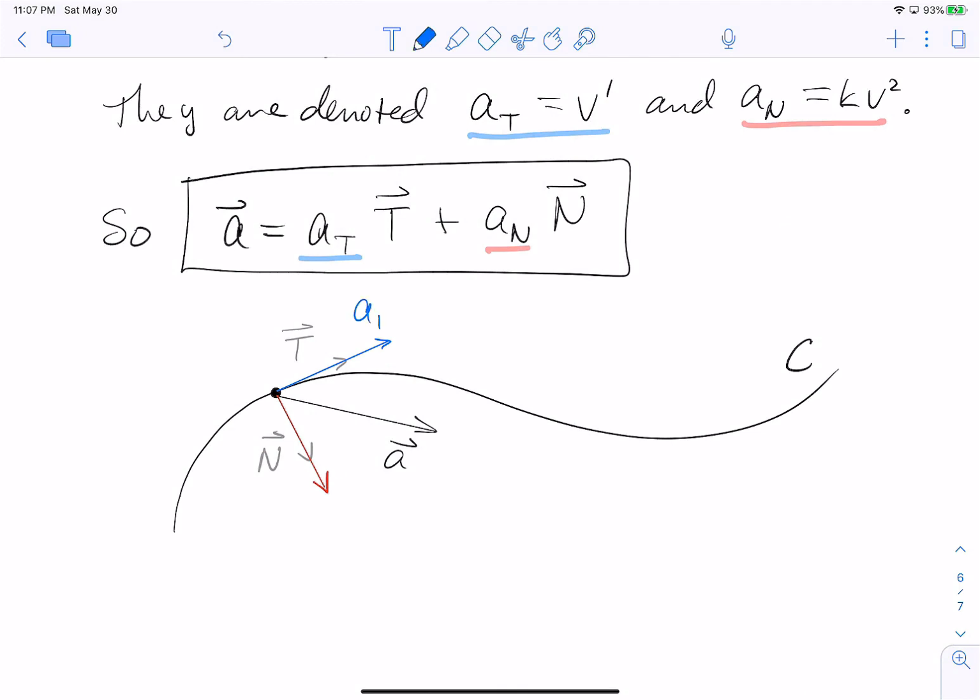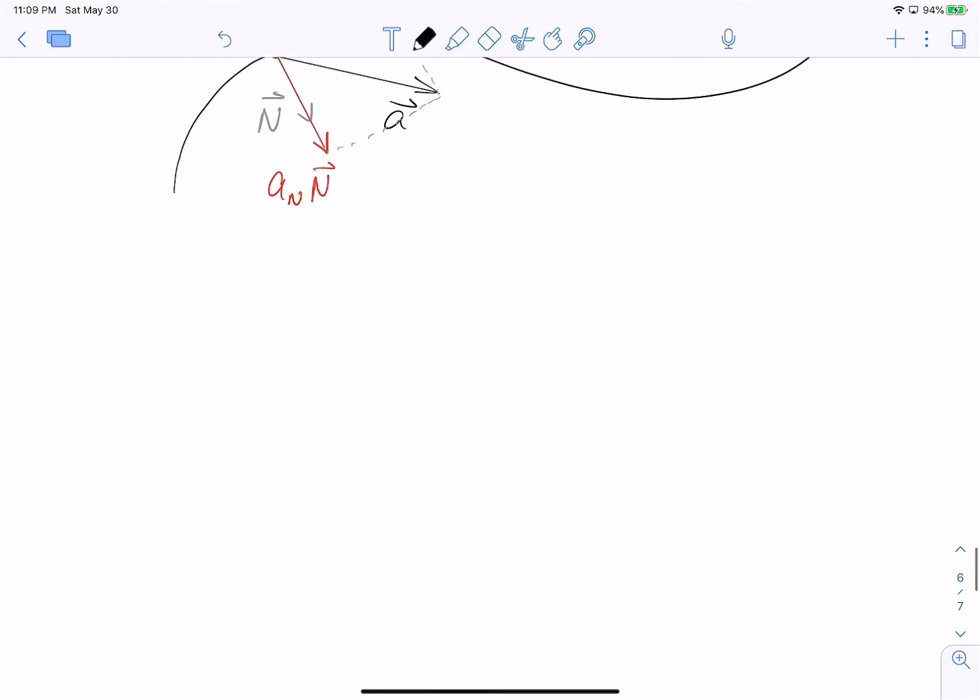So we have this scalar multiple of T, we'll call it a sub T, because that's what we've just been working on. And we have a scalar multiple of N, we'll call it a sub N. And the acceleration vector is the sum of a sub T T and a sub N N. That's what this equation is saying, and this is the pictorial representation of what the equation is saying. We can develop formulas for a sub N and a sub T that depend only on r and its derivatives.